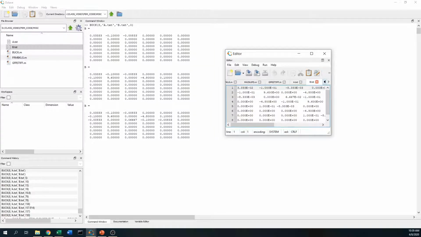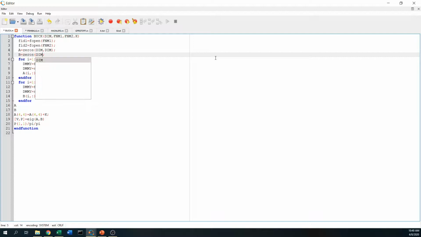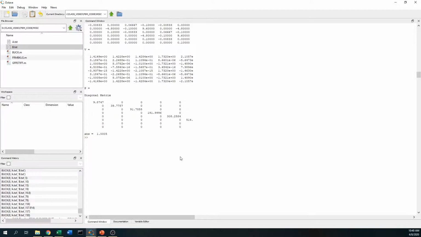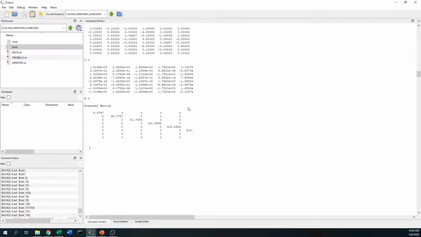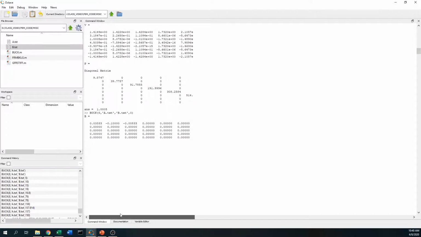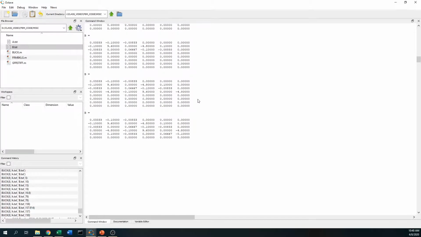Come on. If I do it this way, A, B is equal to zeros, dim and dim. Foolproof. Enter. Does the program truncate the column here? I guess so. Okay, so it is correct.